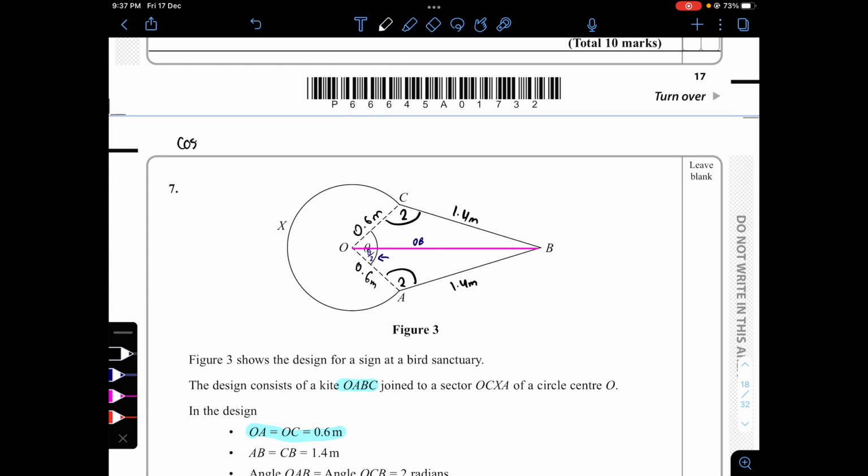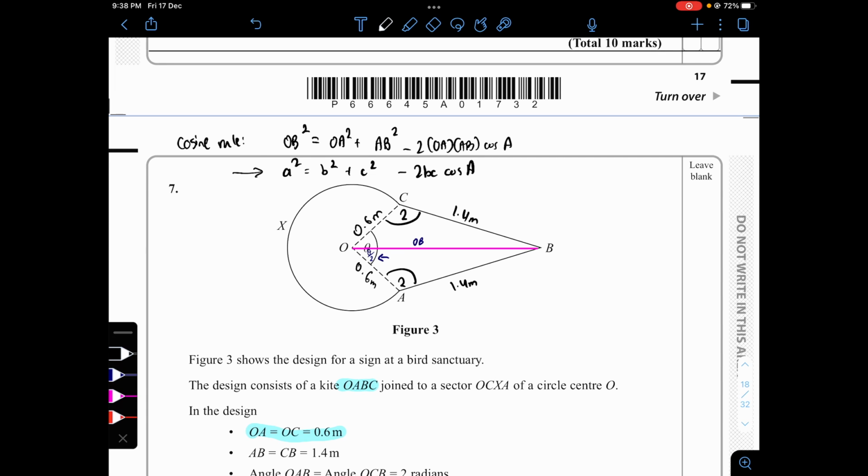I'll just remind you, in this scenario we have the side we want, so that's OB squared, and then it's the other two sides squared, so OA squared plus AB squared minus 2 times OA and AB cos of A. Or you can remember that a squared equals b squared plus c squared minus 2bc cos A. That's probably what you're more familiar with. All right, so now we're doing that.